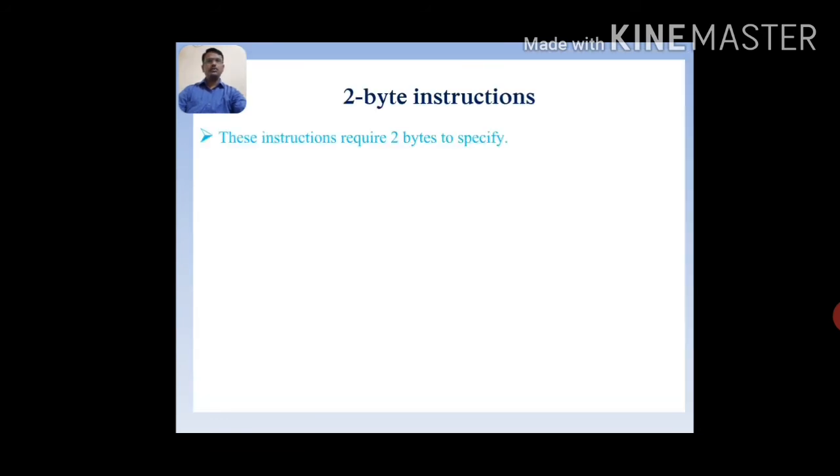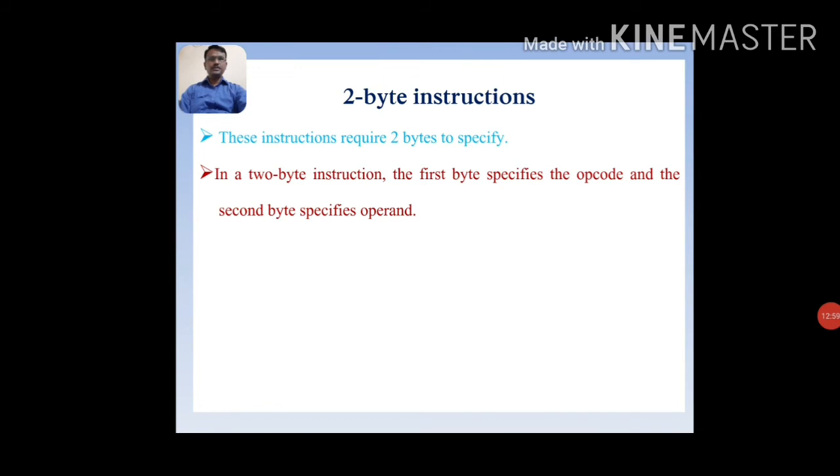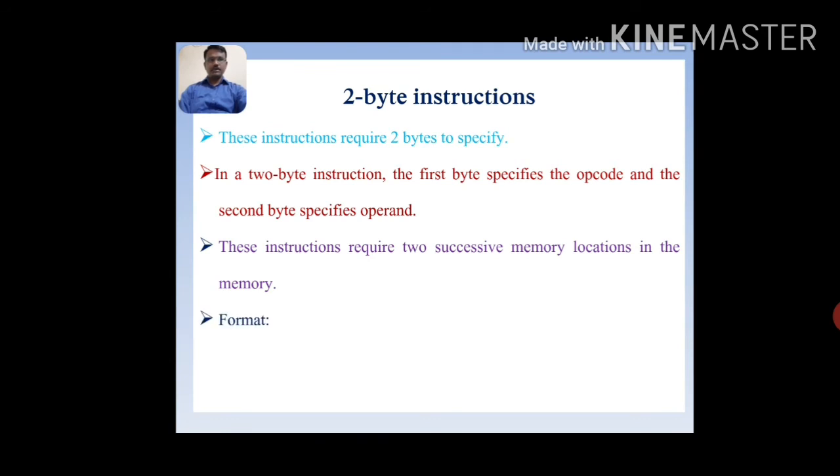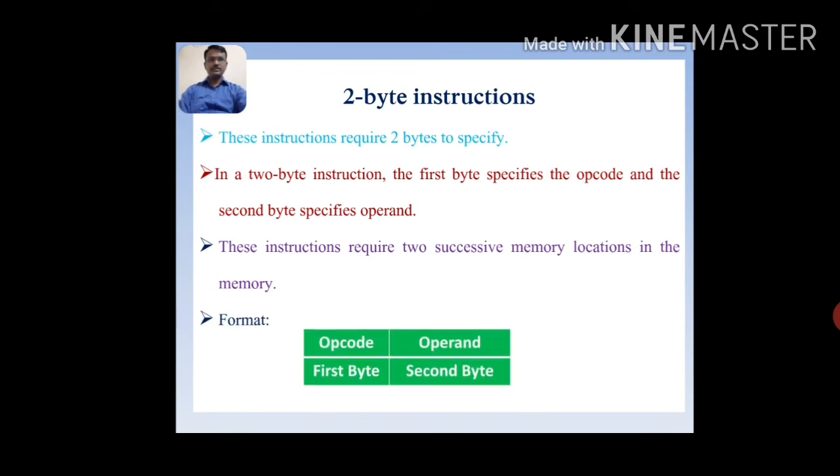Second type, 2 byte instructions. These instructions require 2 bytes to specify. In a 2 byte instruction, the first byte specifies the opcode and the second byte specifies the operand. These instructions require 2 successive memory locations in the memory. The format for these types of instructions is opcode and operand. First byte is for the opcode and second byte for the operand.